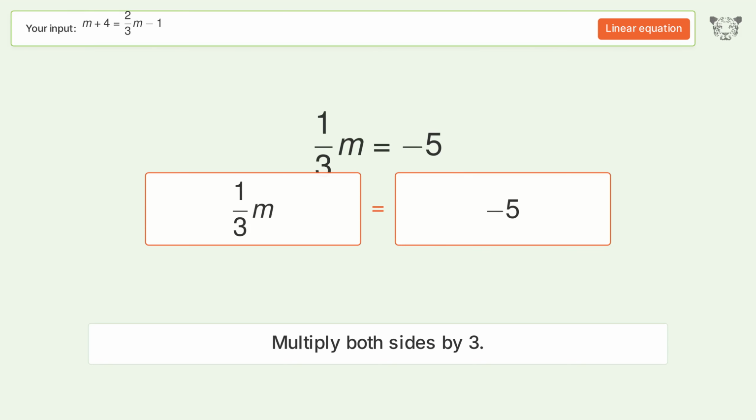1/3 is multiplying m. Its reciprocal is 3. Multiply both sides by 3, so the coefficient becomes 1.